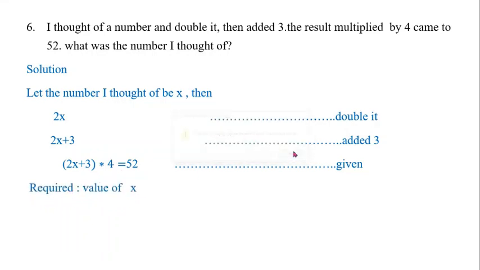So, the required here is the value of x. Since (2x plus 3) times 4 is equal to 52, we have 2x plus 3 is equal to 52 divided by 4, which is 13. So now it becomes 2x plus 3 is equal to 13. Collecting like terms, 2x is equal to 10. So x is equal to 10 divided by 2, which is 5.